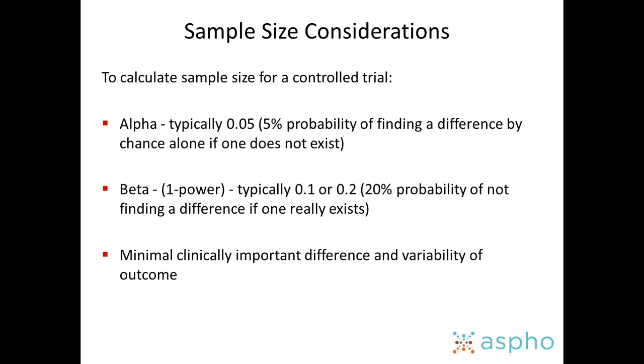The way that we should do that is by defining our minimal clinically important difference. Now, this isn't what's normally done, nor is it necessarily easy. The way to figure out what a minimal clinically important difference is isn't actually well established, but that's what your sample size calculation should be based upon. And then the last thing you need to know for a continuous outcome is how variable your data are.